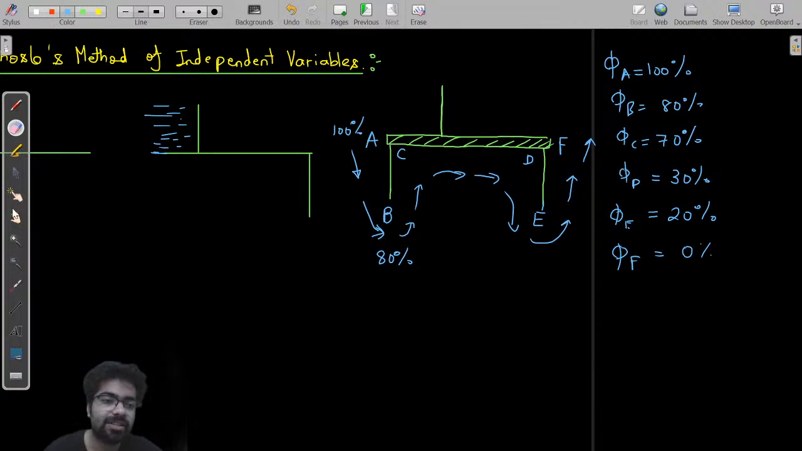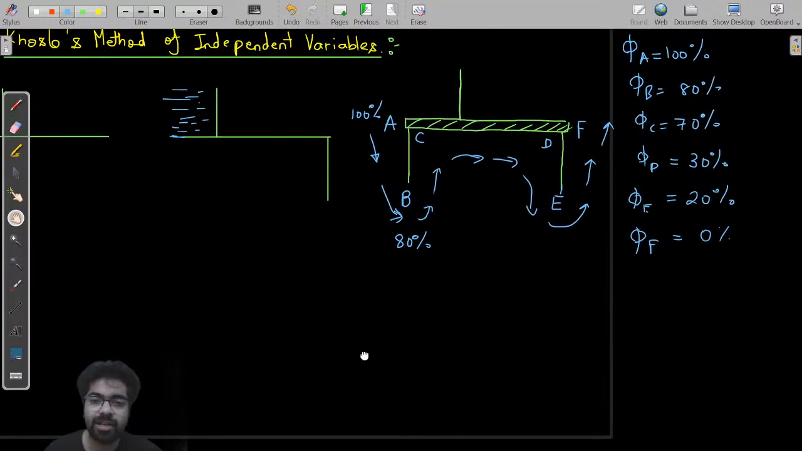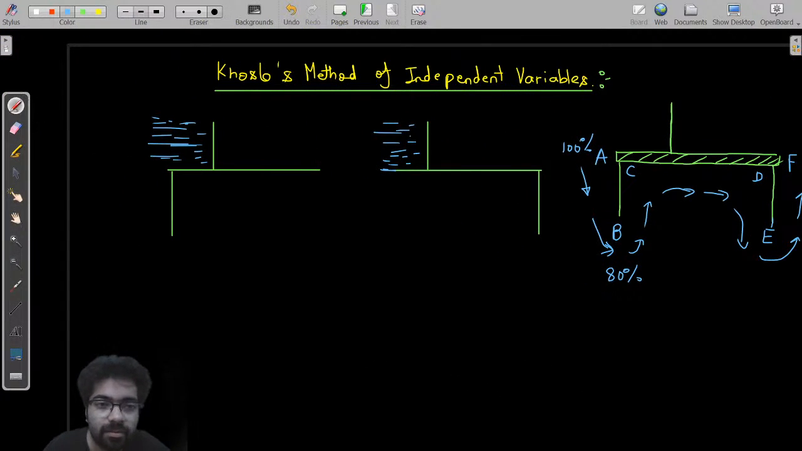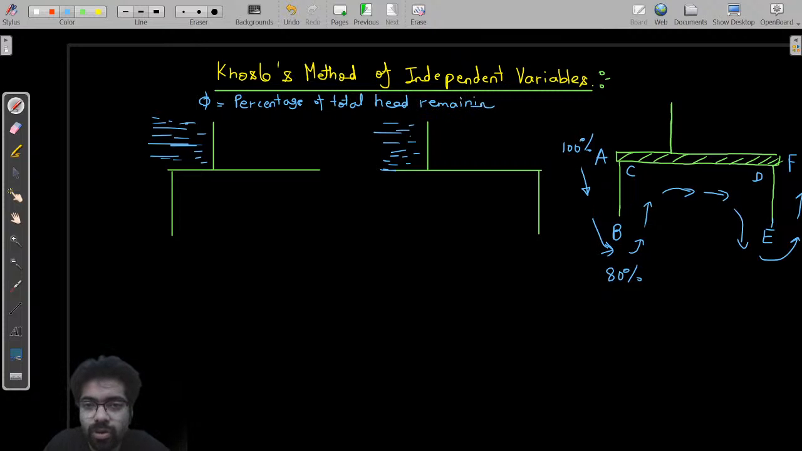Let me write down here. Phi is percentage of total head remaining at any point. The less the value of phi, the head remaining at any point, the less will be the problem at the extreme point.